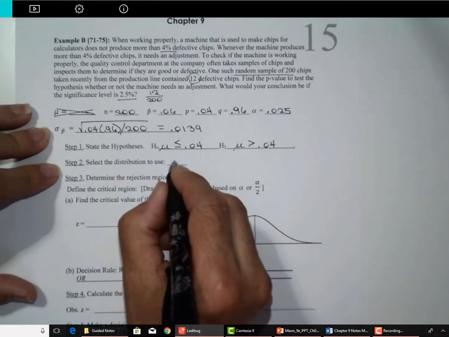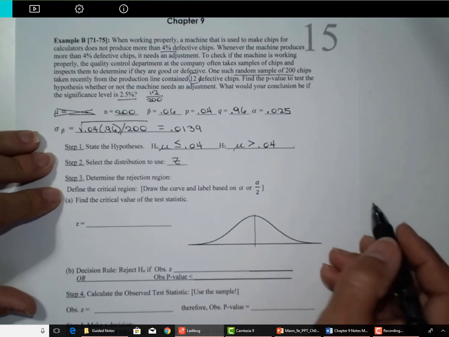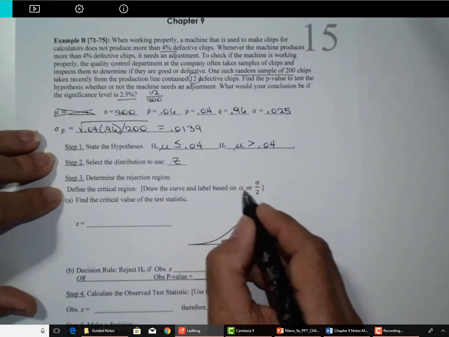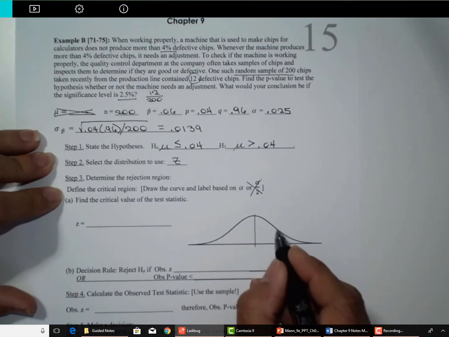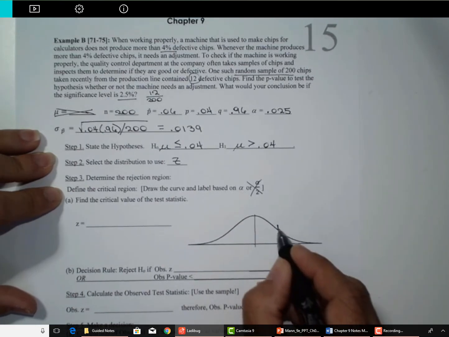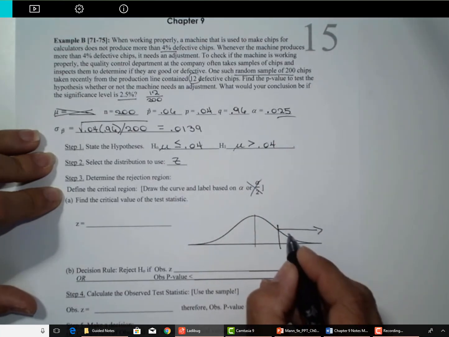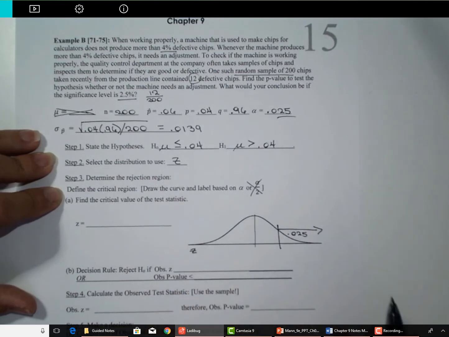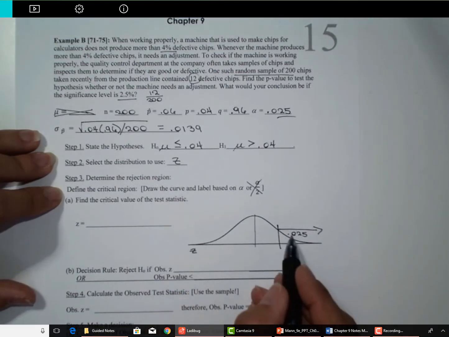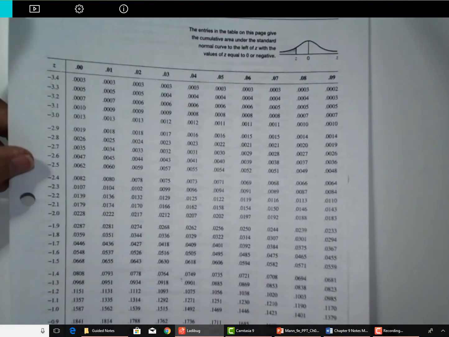So which distribution? We're dealing with proportions. We have to use the z-table. How do I do it? Well, I've got a right-tailed test, so I'm not going to need alpha divided by 2 this time. I'm going to just set up my rejection region in the right tail of my test. I'm going to put the entire alpha value of 0.025 over there. I know I need a z-score for an alpha of 0.025. I know we've done this lots of times, but let's go find it again.